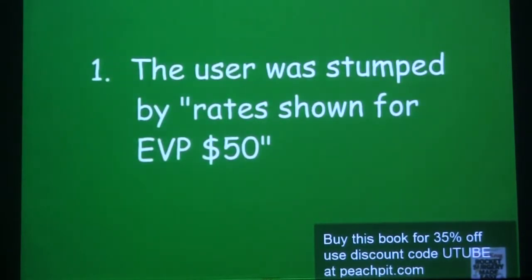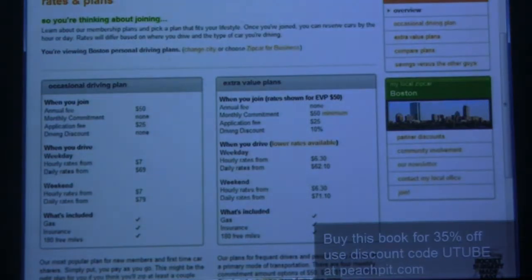Here are the three problems I saw that I think it was most important to fix. The user had no problem figuring out the basic idea of the extra value plans, that you get lower rates if you make a monthly commitment. But she was completely stumped by the phrase, rates shown for EVP $50, and she didn't realize that it meant that there was more than one plan.